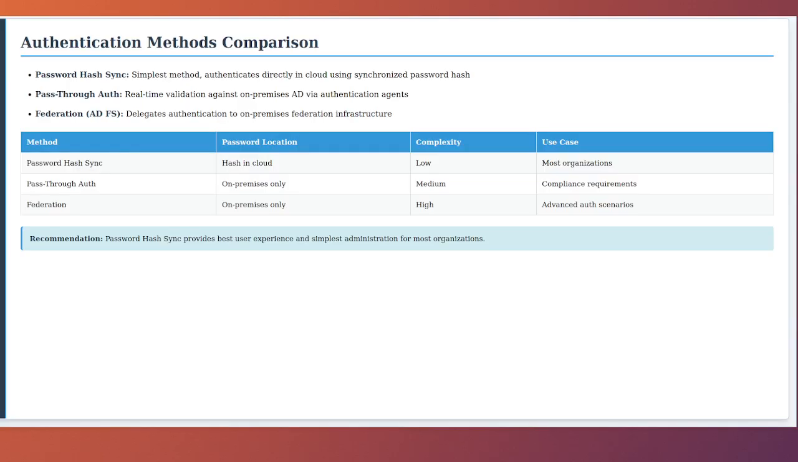This approach appeals to organizations with strict compliance requirements that prohibit storing any form of credentials in the cloud. However, it does require maintaining high availability of the authentication agents and network connectivity between Azure and the on-premises environment. Federation with Active Directory Federation Services represents the most complex, but also most flexible authentication option.